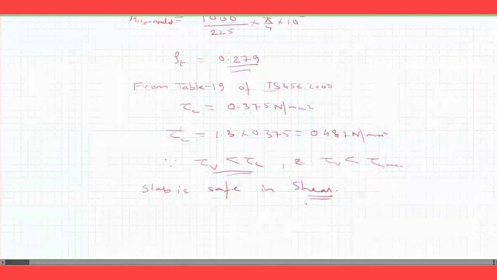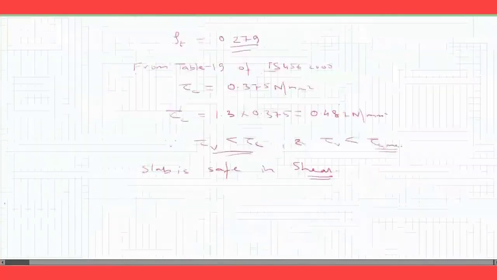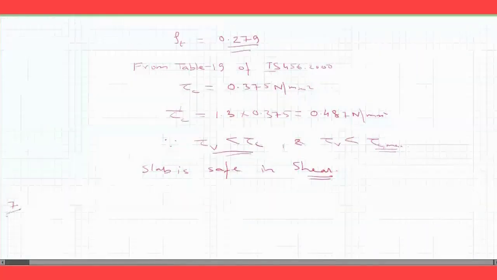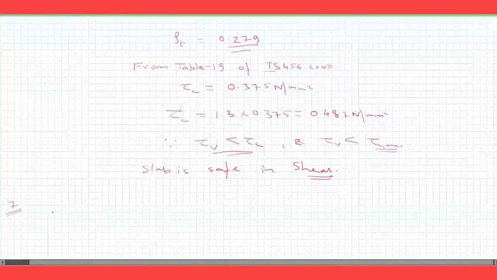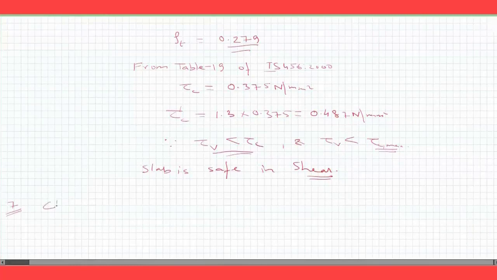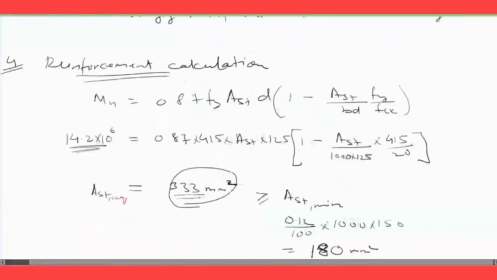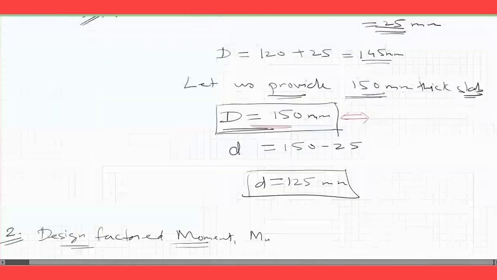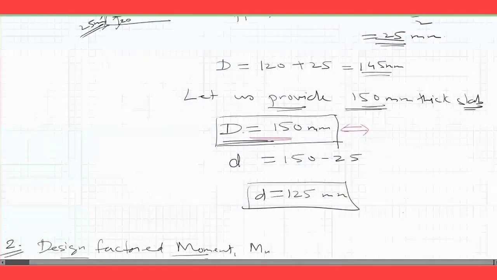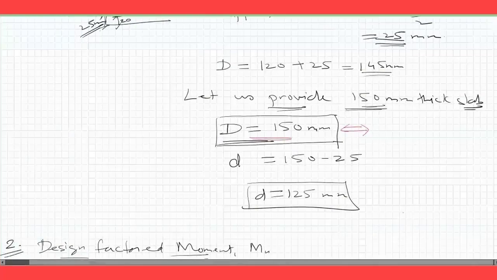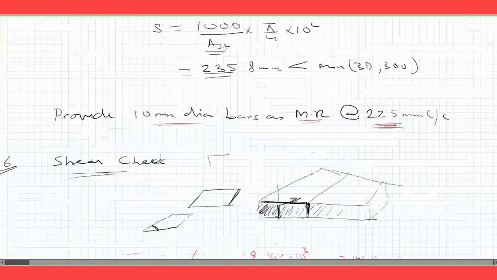Now the next step, step 7. The 7th step is to make sure the provided depth is adequate. So this is actually the check for deflection control. I know the check for deflection control will be satisfied, because when I made a trial depth, I had given this logic. Based on that logic, I had provided this overall depth.